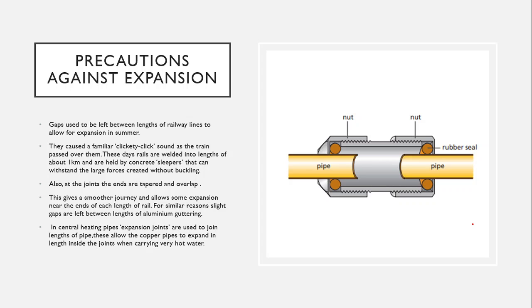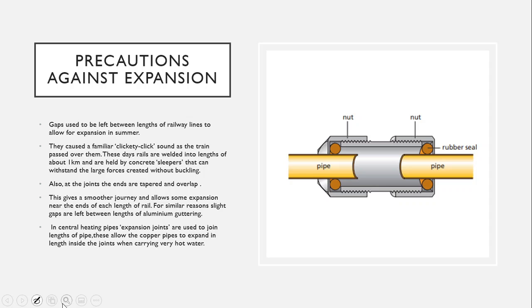But there are also times when we really don't need expansion. So you need to take precautions to avoid expansion, and for that, what happens is gaps. The biggest example is the gaps that are left on railway tracks. They used to be left between the lengths of the railway lines.